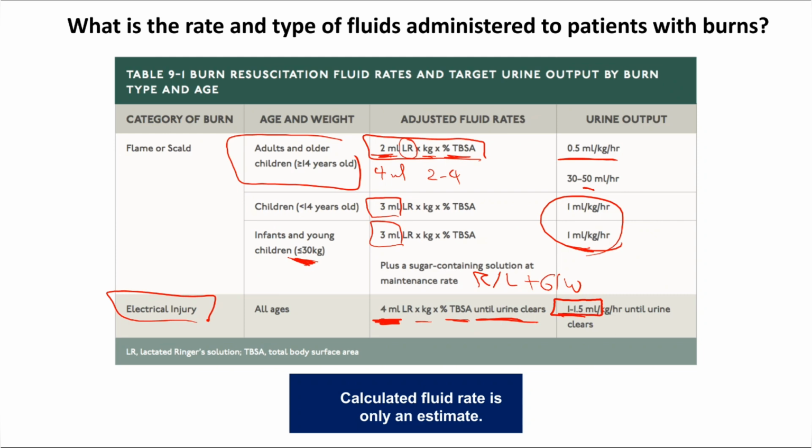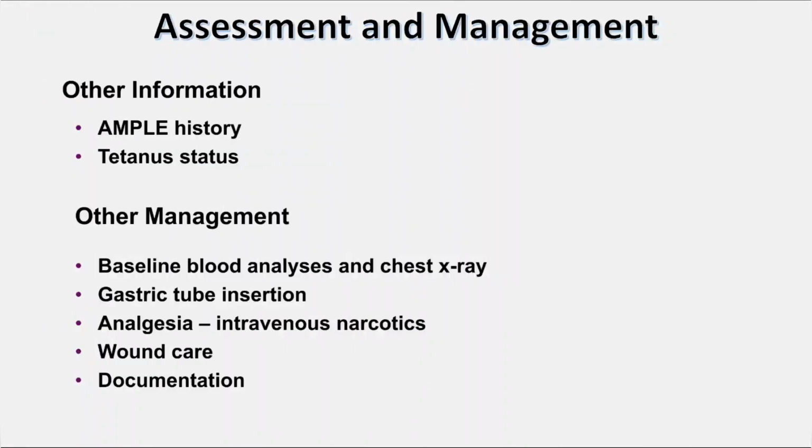What we calculate, so the calculated fluid, half of it should be given in the first 8 hours and the other half should be given in the next 16 hours. So this should be given in 24 hours. And you have to know that you have to estimate the time of the burn. For example, if a patient delayed presentation after 3 hours, you give this over 5 hours, because you have to measure from the time of the burn.